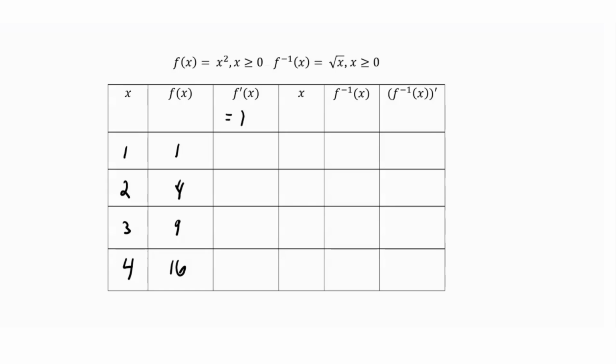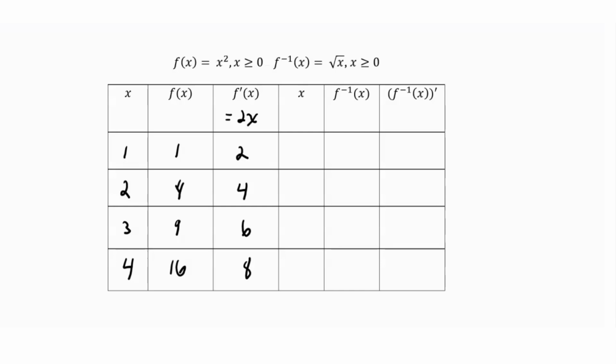Now let's take the derivative of f of x, and we can do that easily. That would equal 2x. Now let's evaluate those at the x values. We would plug in 1, 2, 3, and 4, and we would get 2, 4, 6, and 8 as our derivative values. Okay? Now let's look at the inverse.